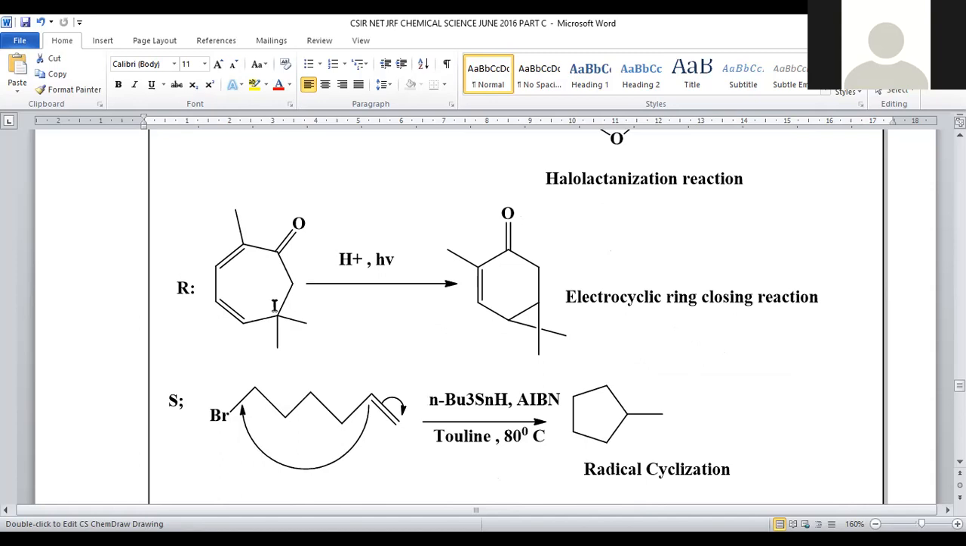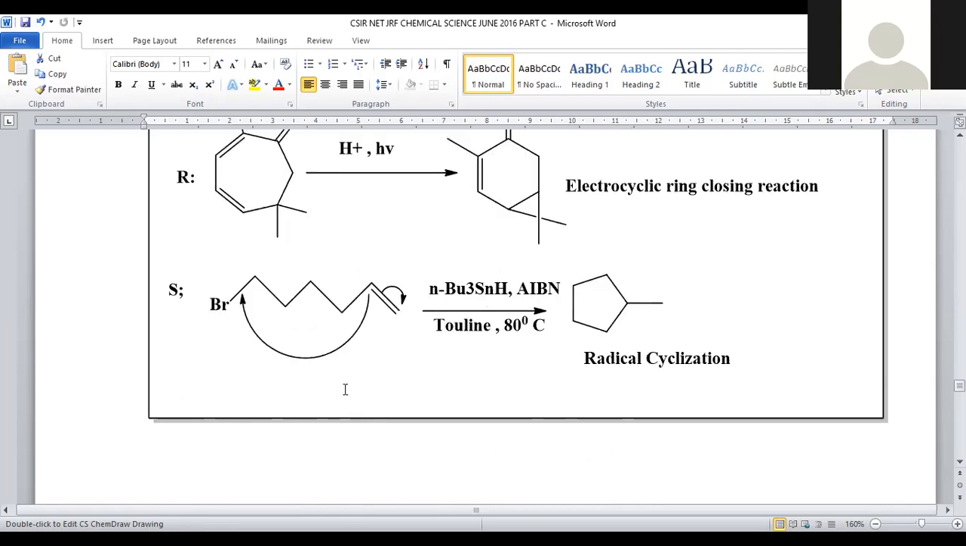And the third reaction, 7-membered turned into 6-membered, and here there is a formation of a 3-membered ring system. This is called electrocyclic ring closing. Electrocyclic ring closing reaction means electrons will participate in the ring cyclization reaction. So it is the kind of electrocyclic ring closing.